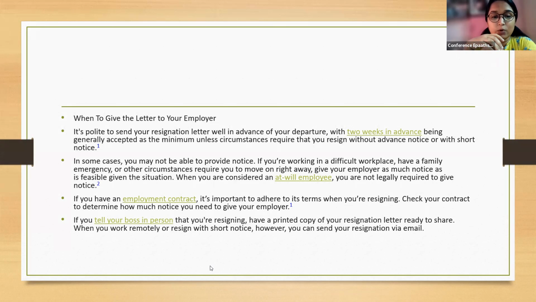If you tell your boss in person that you are resigning, have a printed copy of your resignation letter ready to share. When you work remotely or resign with short notice, however, you can send your resignation via email. So if you tell your boss in person that you are resigning, you need to give a printed copy of your letter. And when you work remotely or resign with short notice, you can send your resignation via email.